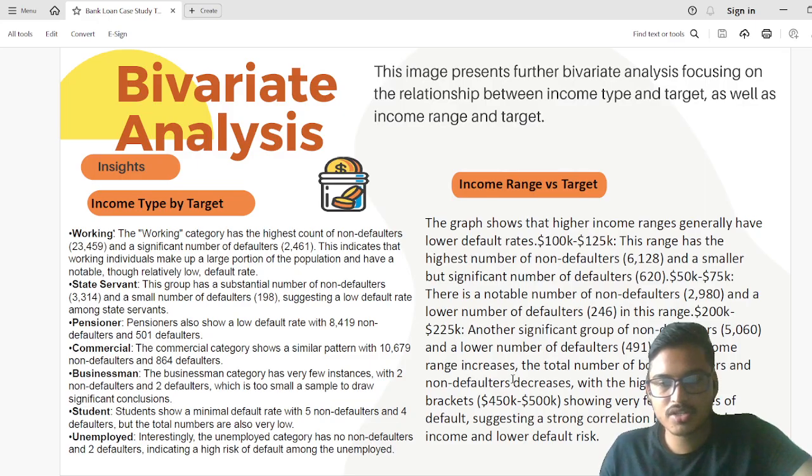As the income range increases, the total number of both defaulters and non-defaulters increases, with the highest income brackets, 450,000 to 500,000 income, showing very few instances of defaulters, suggesting a strong correlation between the higher income and the lower defaulters.